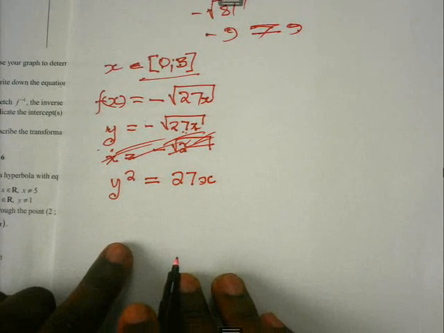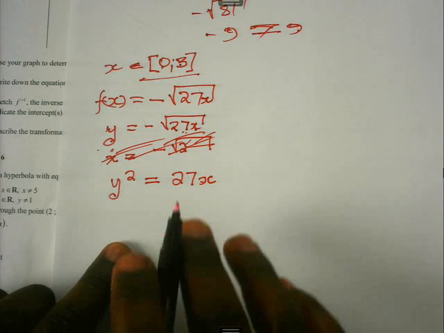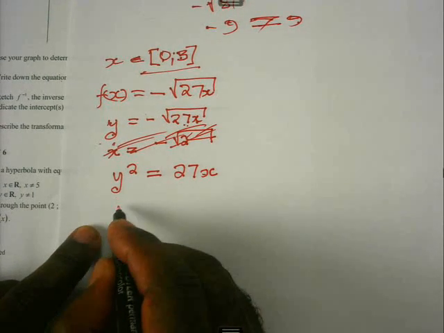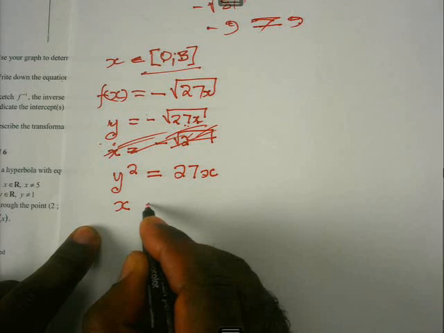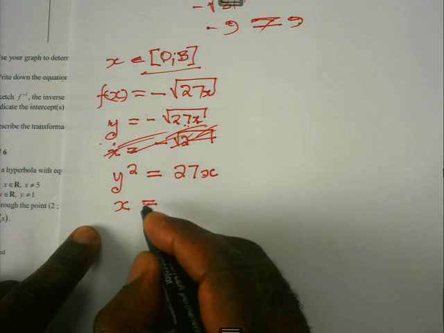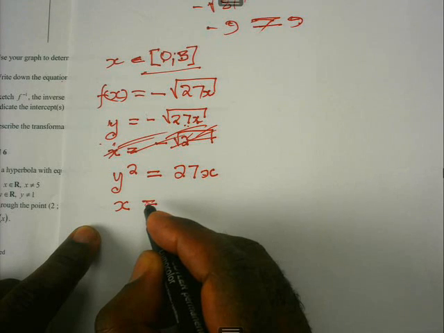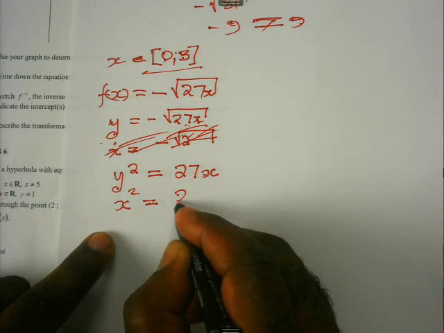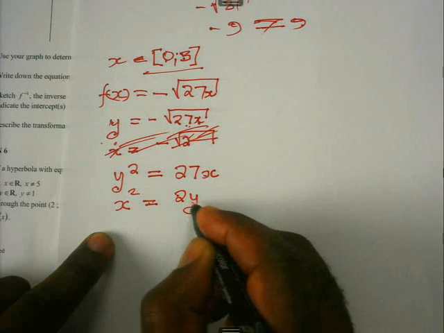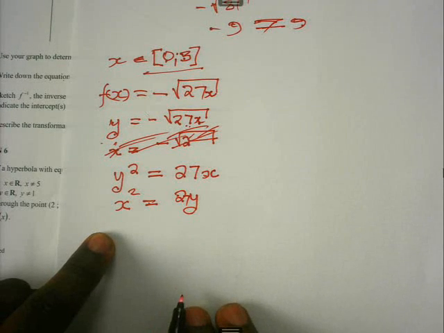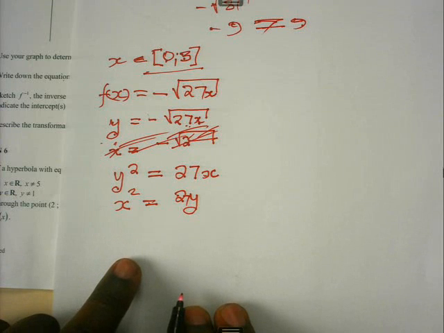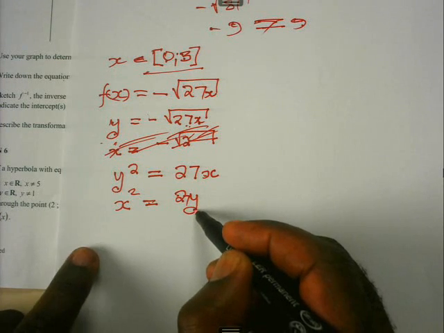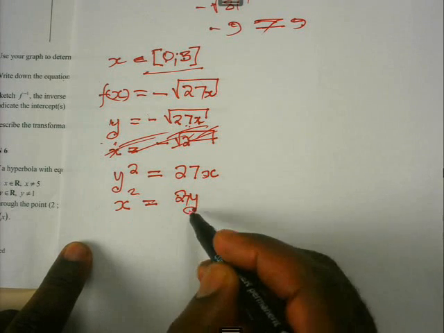That is how my y is going to look like. Then if I have to interchange x with y, I'm going to have my x squared being equal to 27y. Fine. But when I'm here, I recall that I must always turn the y into the subject of the formula, because this must be written in terms of y.